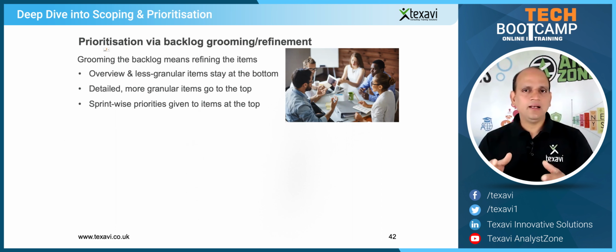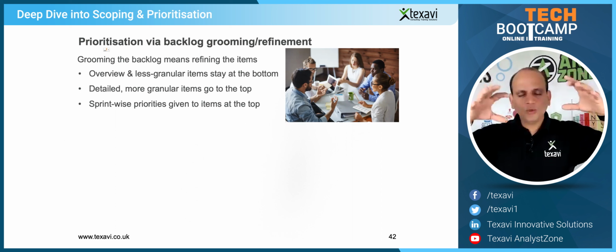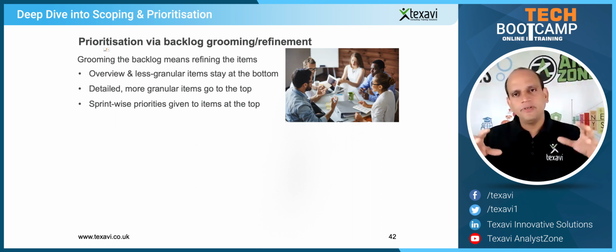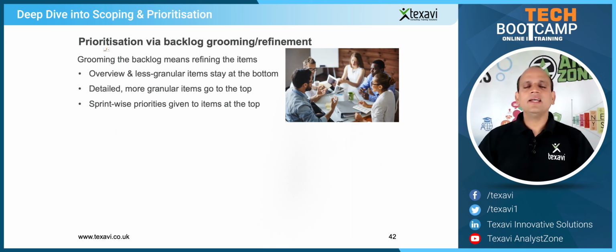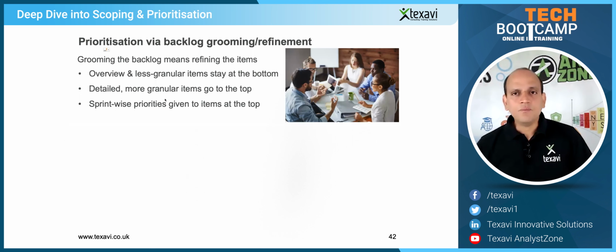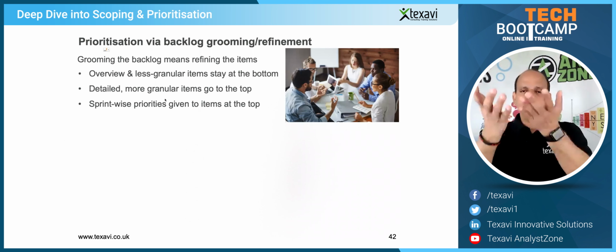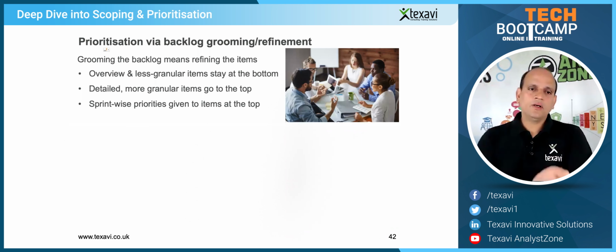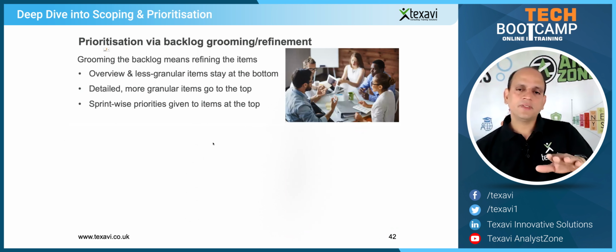That detail is not there initially, but as you grow and get deeper and deeper into the specification, and you put on your thinking hats, it gets more and more granular, more and more detailed. And the more detailed and granular an item is, the more it goes to the top of the backlog. Whatever items are at the top of the backlog would be chosen for the sprint, prioritized for the next sprint or the next iteration.